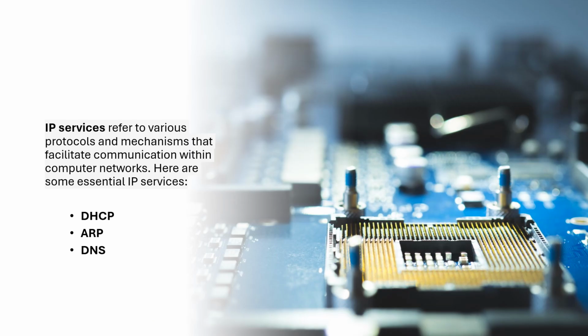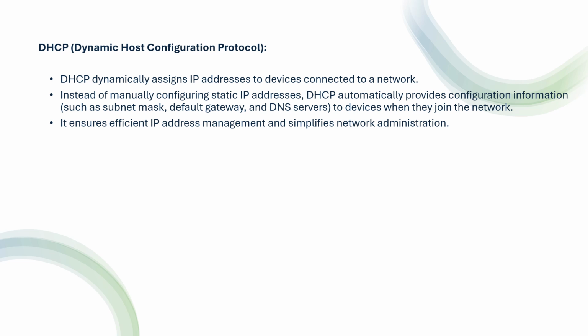Now let's know about different API services. The services like DHCP, ARP, DNS. Let's know about its functionalities. Okay, the first one is DHCP services. DHCP, that means Dynamic Host Configuration Protocol. It assigns IP addresses to devices which are newly connected to a network.